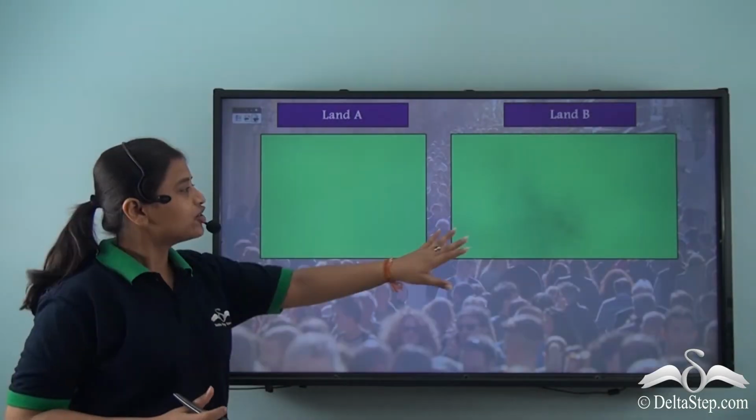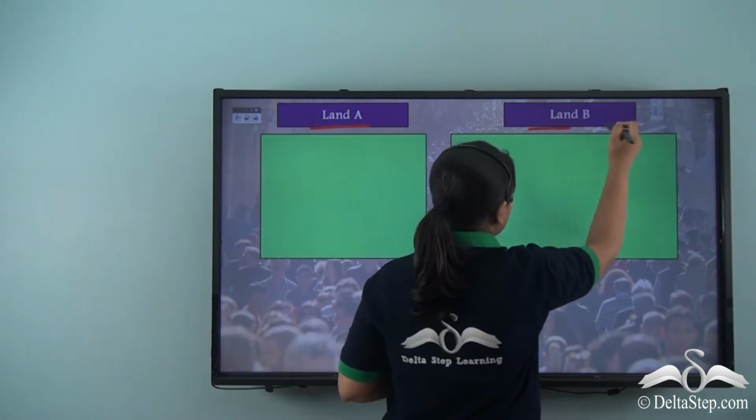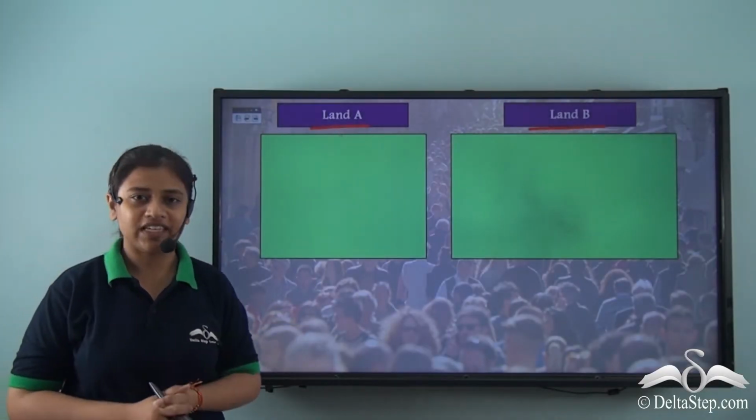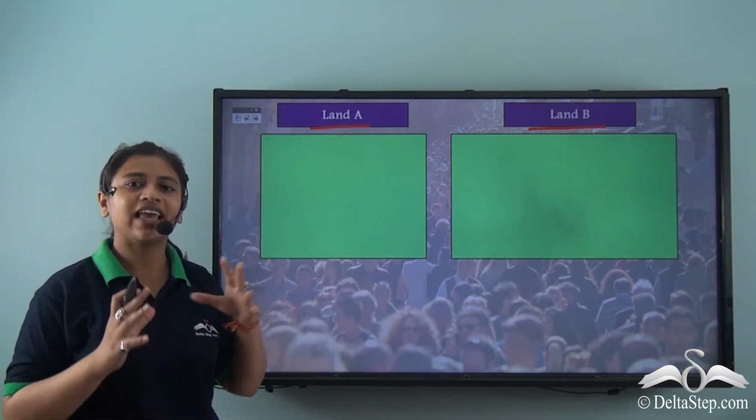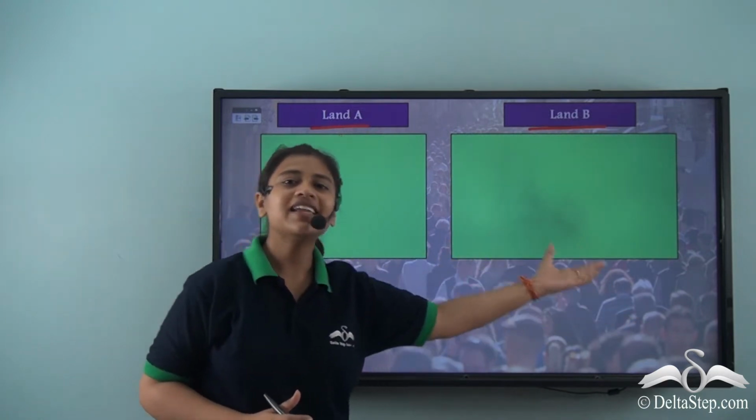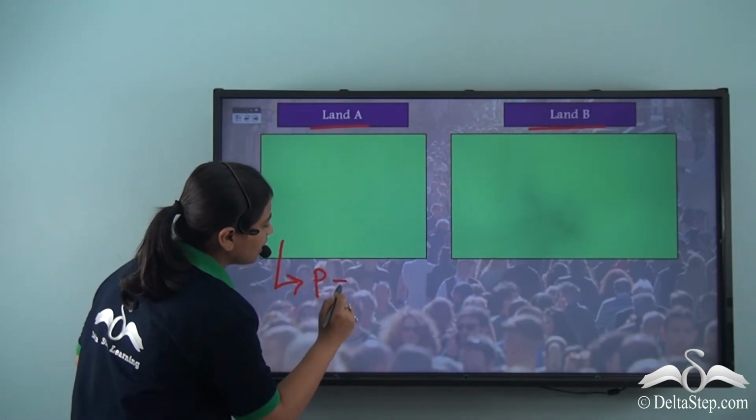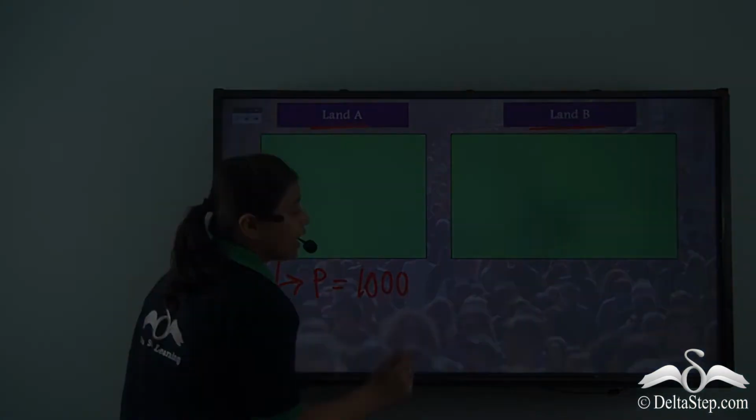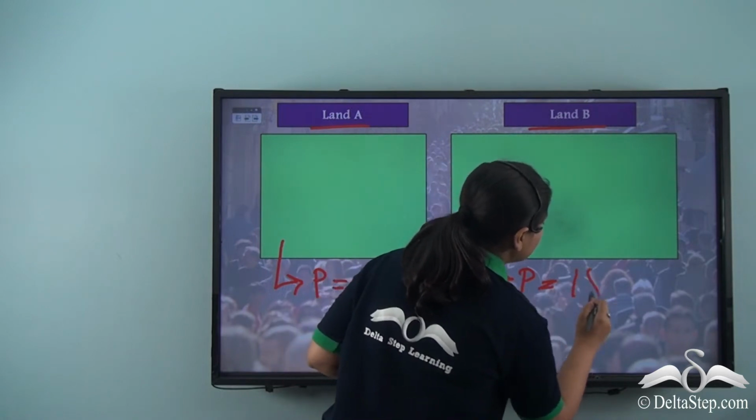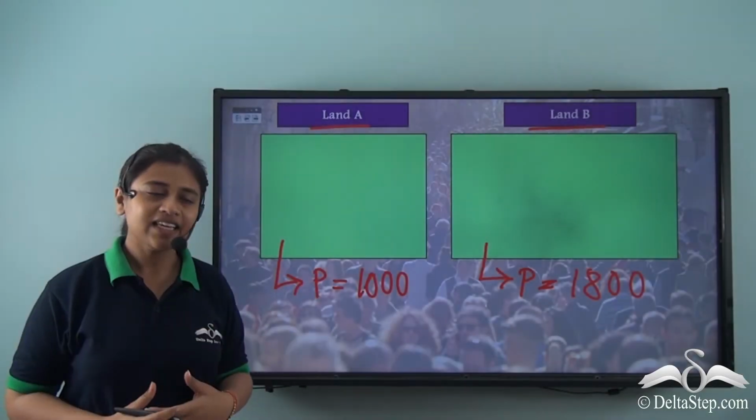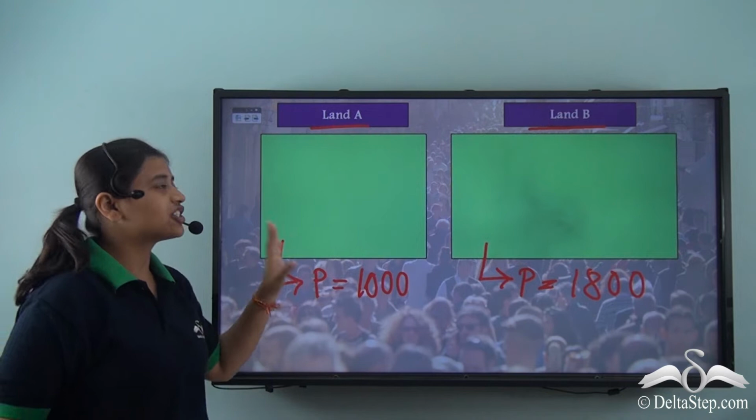Let's say we have two land masses. First is land A and second is land B. As it is quite evident on the screen, land B is much larger in size than land A. So, the area of land B is more than land A. Now, say for instance, the population of A is 1000, but the population of B is 1800. So, we see that the population of B is also more than the population of A.